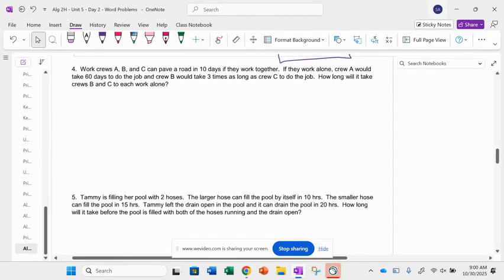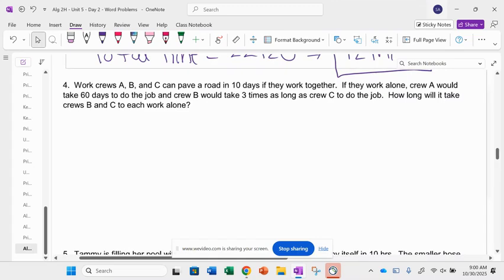All right, next one. Work crews A, B, and C can pave a road in 10 days if they work together. If they work alone, crew A would take 60 days to do the job. Crew B would take 3 times as long as crew C to do the job. How long will it take crews B and C to each work alone?